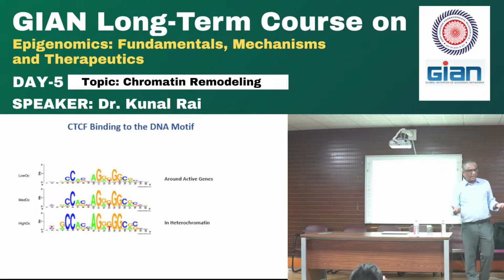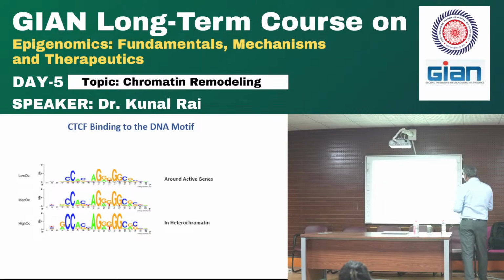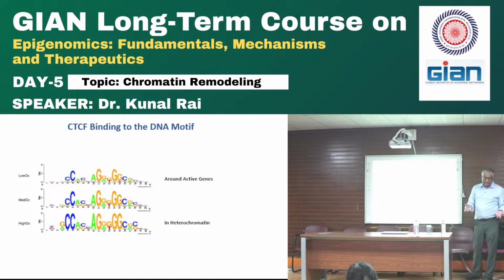So CTCF has all kinds of roles, right? It is the organizer of the 3D genome. It is the architectural protein that actually makes the 3D genome happen. I made a big statement, but it is one of the major things. I mean, it's like 70-80% of our 3D genome is because of CTCF. Okay, cool. CTCF is really important. The other molecule that is really important in this space is cohesin.